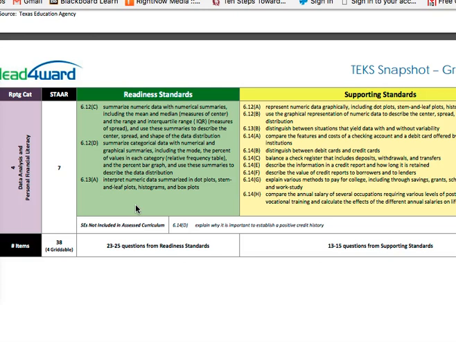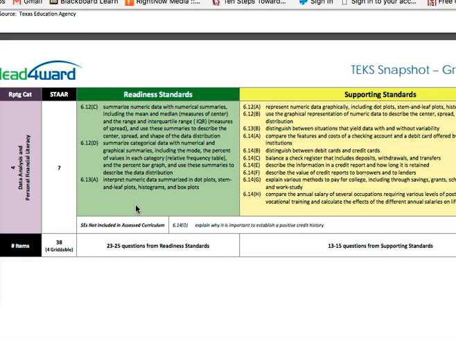If you look here at 6.12C, it says summarize numerical data with numerical summaries, including the mean and median, measures of center, and the range and the interquartile range, which we'll do today. And use these summaries to describe the center, spread, and shape of the data. And then from that, we're also going to do some construction of box plots, which you can see in 6.13A. There will be standards over in yellow that support those.